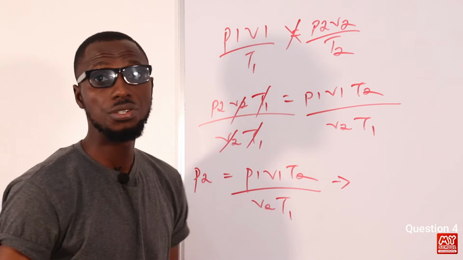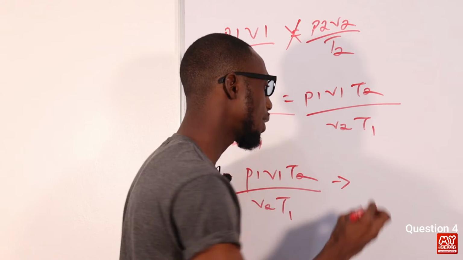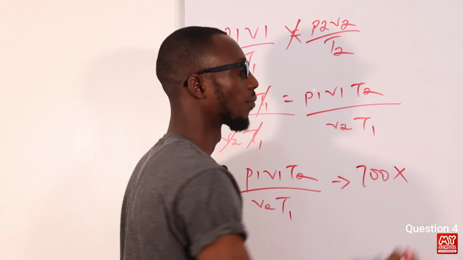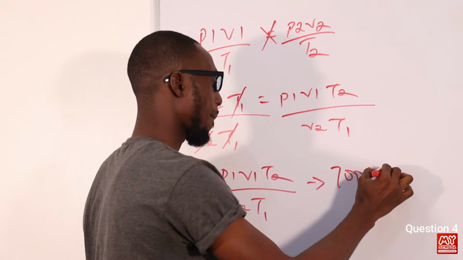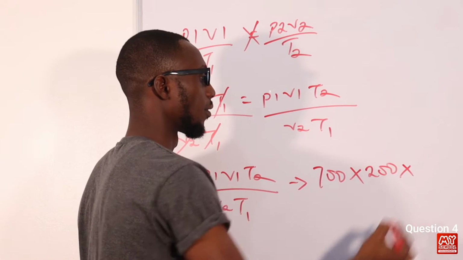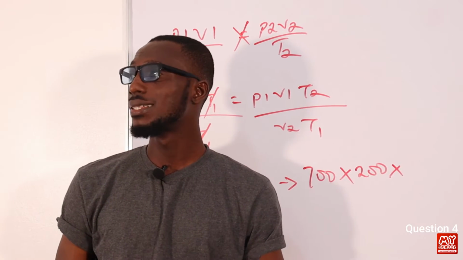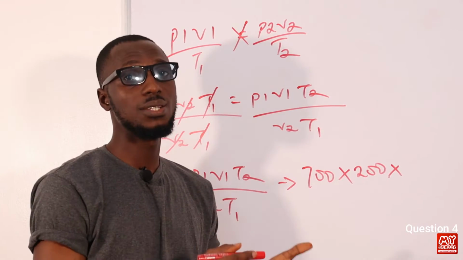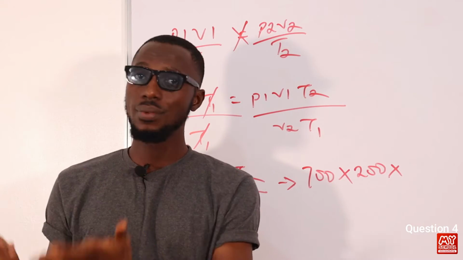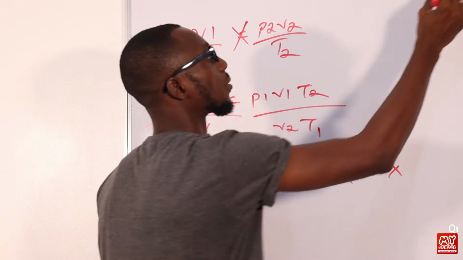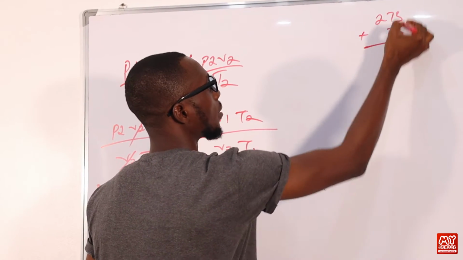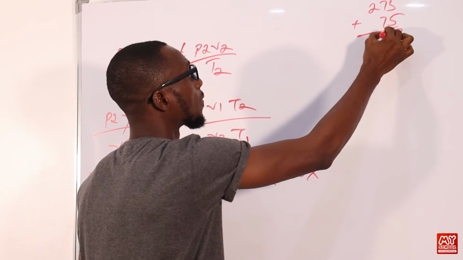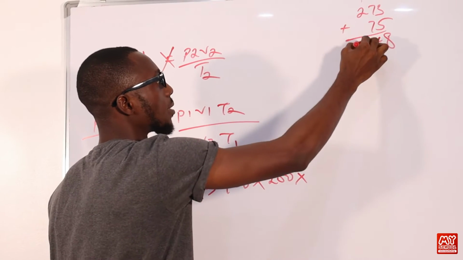Okay, so from the question we are told that P1 is 700, V1 is 200. T2 is given as 75, but we have to convert it to the Kelvin scale. So that is 75 plus 273. This is 8, this is 4, lift 1, that is 348.